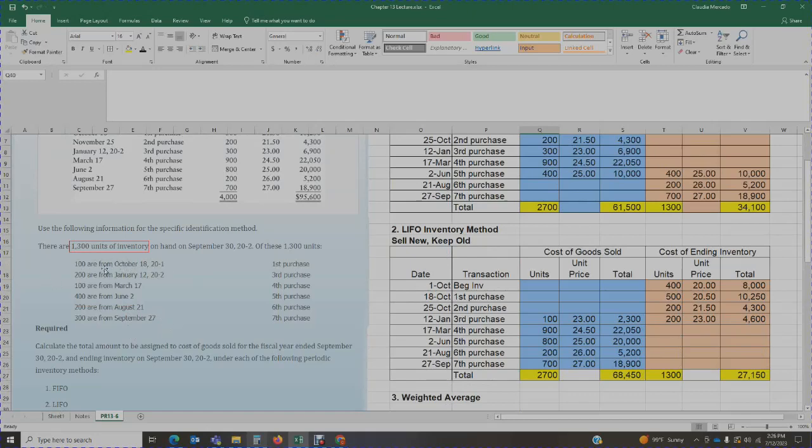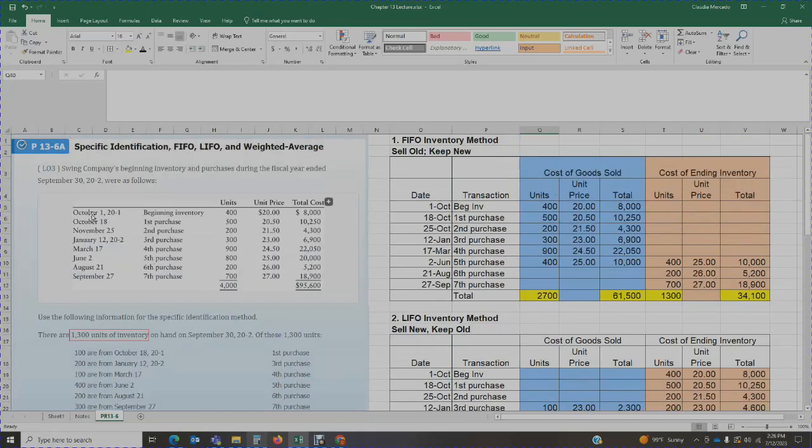They're telling you what your 1,300 units that you have remaining are made up of. These are the purchases and the quantities. So now we're going to go one by one, and we're going to figure out from each item, do we have any of those inventory leftovers? The first one we start off with is October 1st. That means that from October 1st, we didn't have anything remaining. So we're going to sell all of those 400 units, so we're getting rid of those. We don't need them.